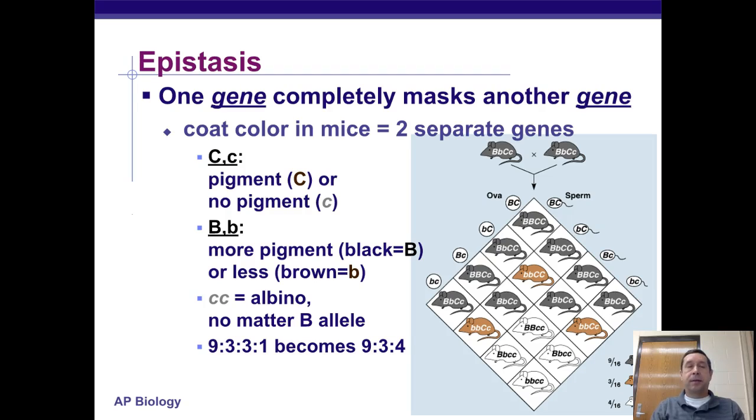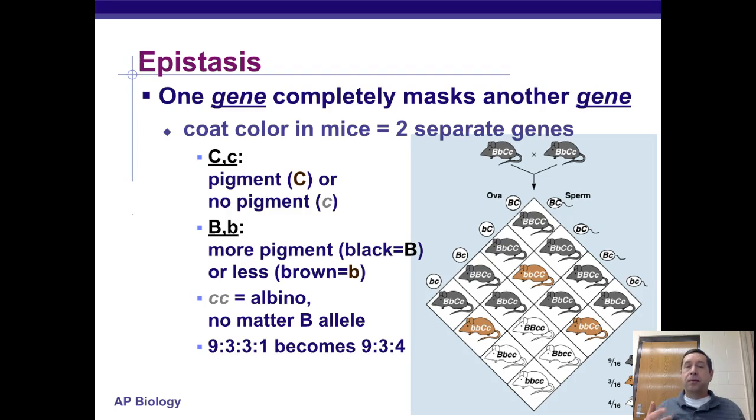Epistasis is another exception where one gene covers up the effects of another gene. You see this a lot with color. You have one gene that causes pigment to be produced and another one that determines what the pigment will be. So in this case, you have to have at least one copy of the C gene to produce a pigment. If you have one copy of the dominant B gene, the big B gene, black color. Two copies of the recessive brown gene with one dominant C gene, you get brown.